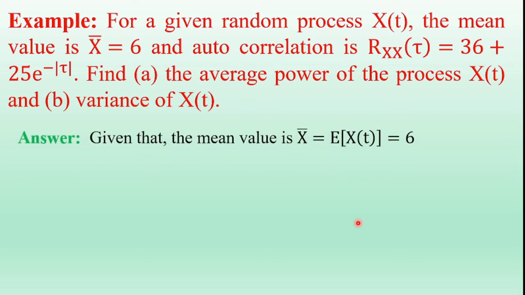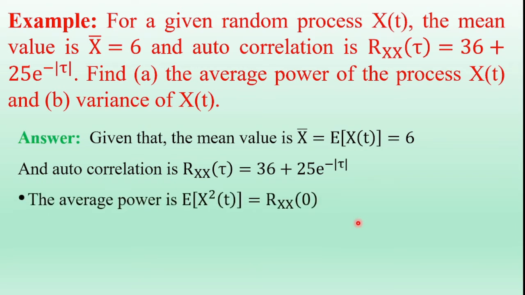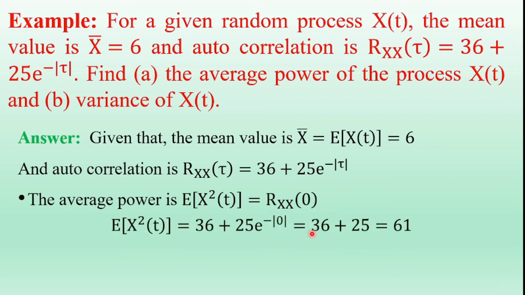Coming to the solution, given that the mean of the random process is 6 and the autocorrelation function is Rxx of tau is equal to 36 plus 25 e power minus mod tau. So first find out the average power of the random process. We know that the average power is expectation of x square of t is equal to Rxx of 0. In the given Rxx of tau, substitute tau is equal to 0, we get expectation of x square of t, that is 36 plus 25 e power minus mod 0. Tau is 0, so e power minus 0 is 1, 36 plus 25 is 61. Therefore, expectation of x square of t is 61.